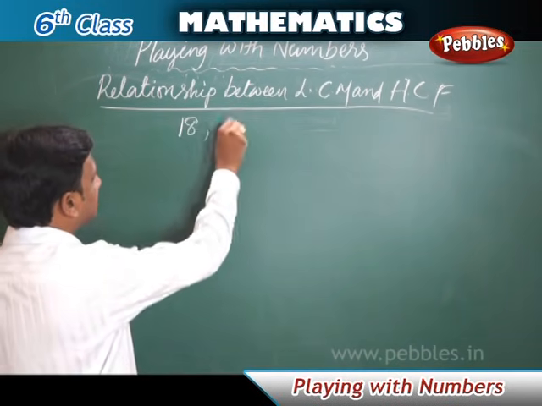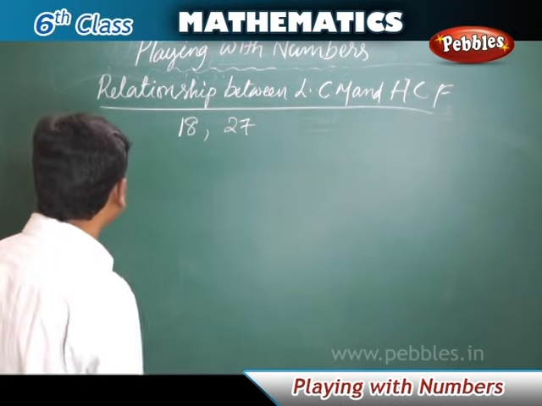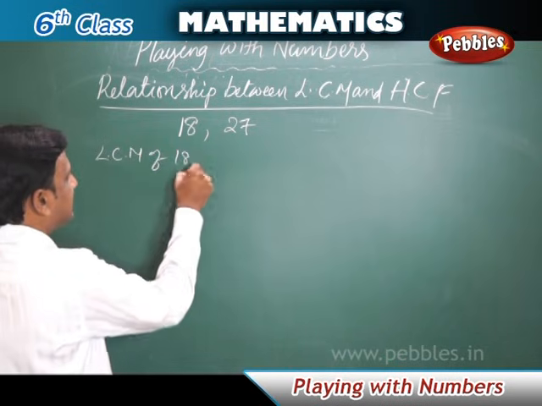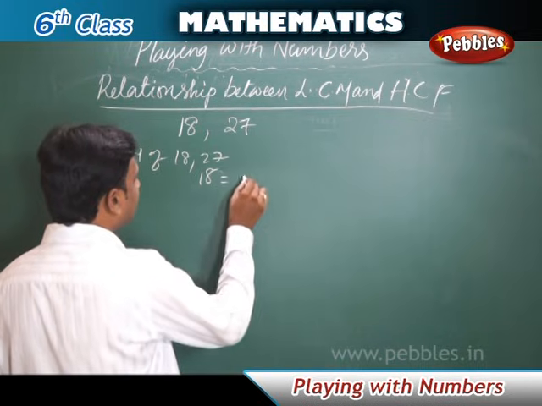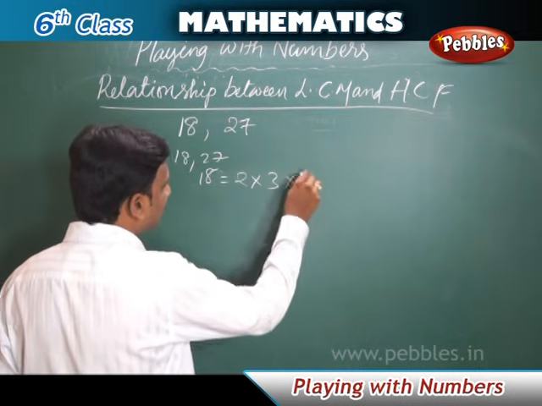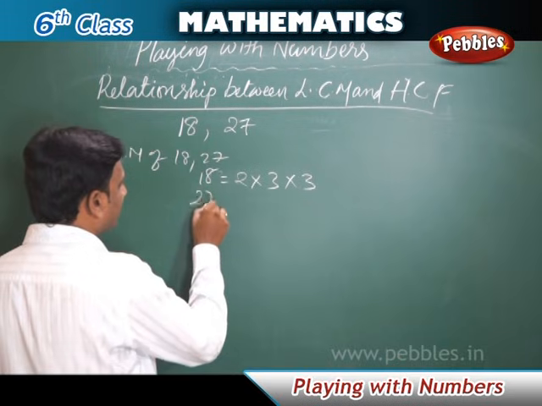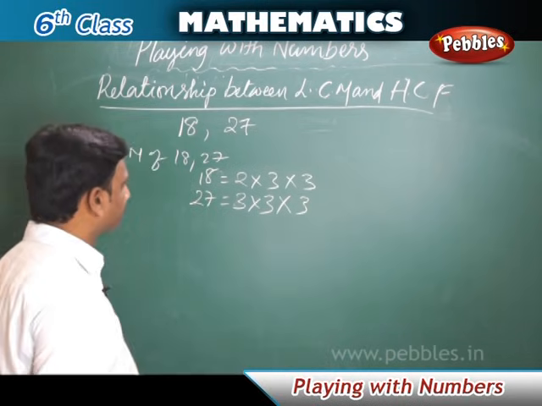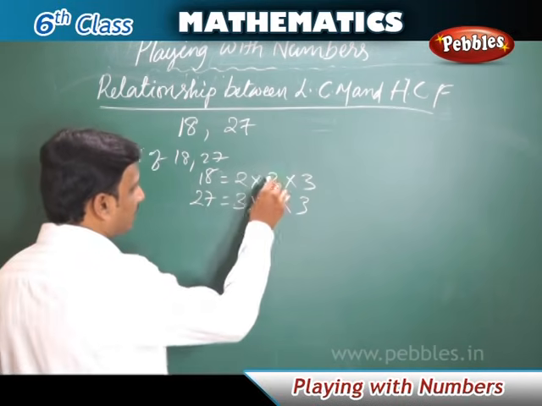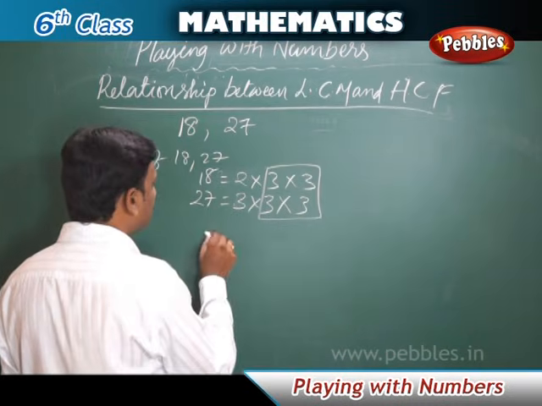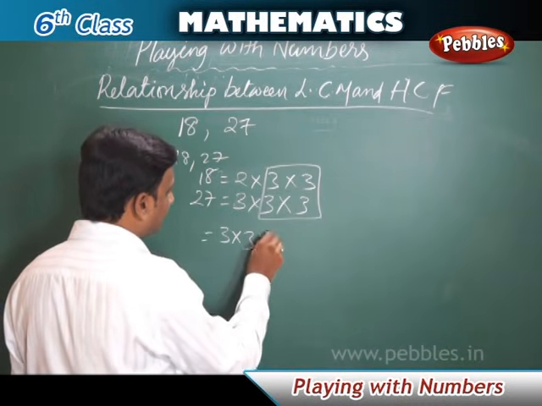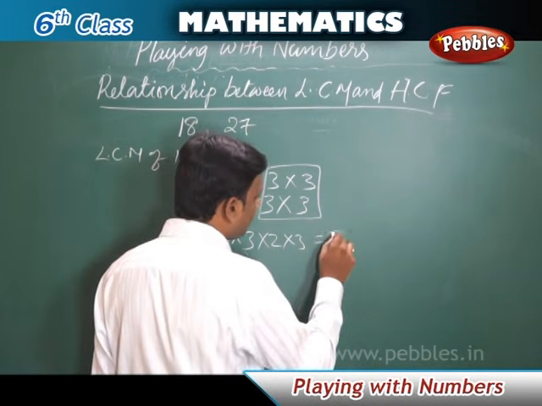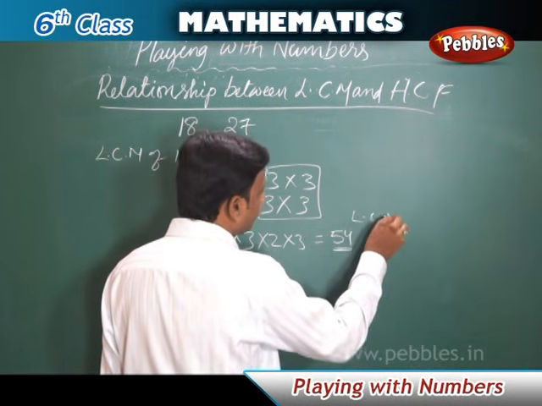Here we have 2 numbers, 18 and 27. Let us see the LCM of these 2 numbers. LCM of 18 and 27. 18 is 2 into 3, 2 3s are 6, into 3, 18. Now 27 is 3 into 3, 3 3s are 9, into 3, 27. So now, what are the common factors? 3 into 3. Now what are the other numbers? 2 into 3. 3 2s are 6, 6 9s are 54. So 54 is the LCM.